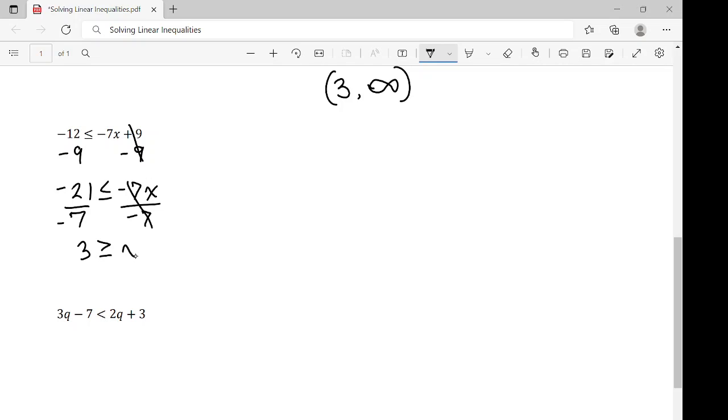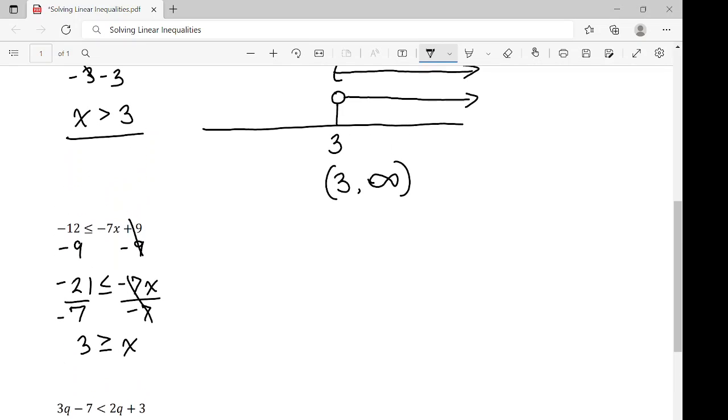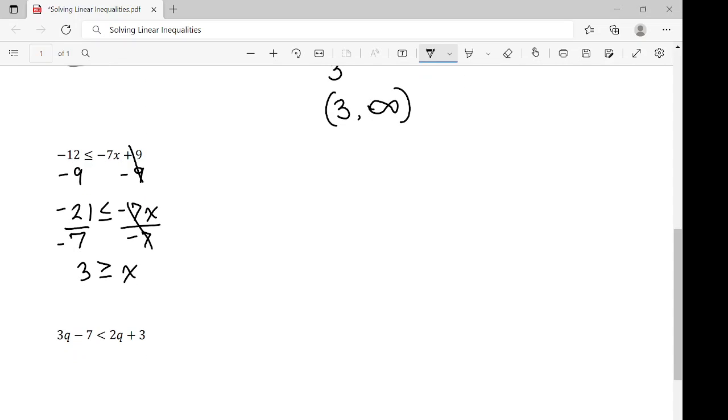Now this can be a little bit difficult to read, so I wholeheartedly recommend always writing it like I did for this one here, with the x first and then the inequality sign. So I'm going to have x, and this inequality sign is pointing to x, so I'm going to make sure it stays pointing towards x. So x has to be less than or equal to 3. This is the answer in inequality notation. But let's graph it.